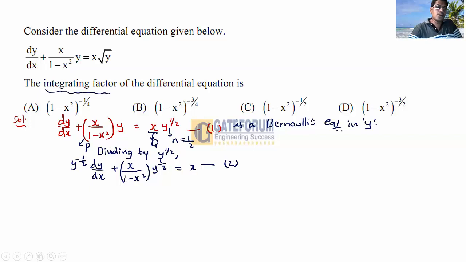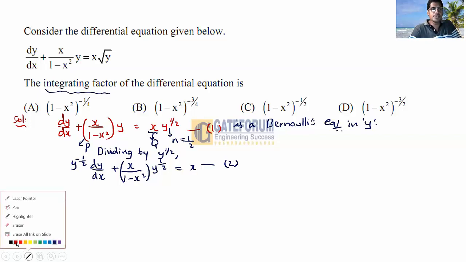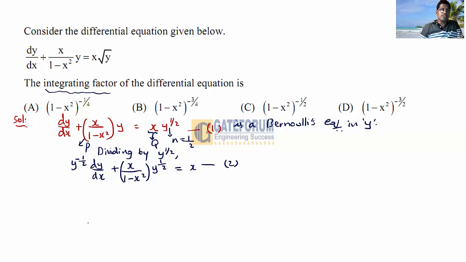Now we should take the substitution, that is to make this problem into a linear equation in y. What is the substitution that I am writing here in the margin? Put y power 1 by 2 is equal to u. The new dependent variable is u. So this is the substitution variable.